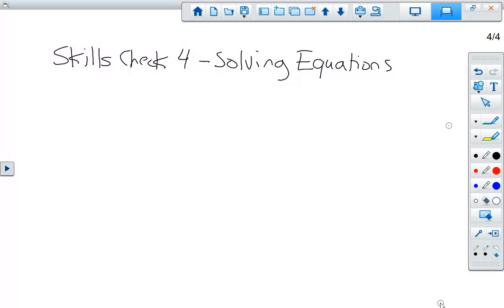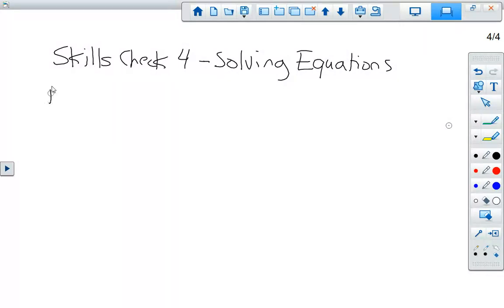So the skills check 4 had 5 questions or 4 questions? 5. 5? Okay, we missed one. Nope, you just didn't number it. Had 5 questions, and they went from the one I just showed you to one where variables were on both sides to one where you had parentheses and multiple variables on both sides. So you want to kind of see that progression. So I wanted to start there today.